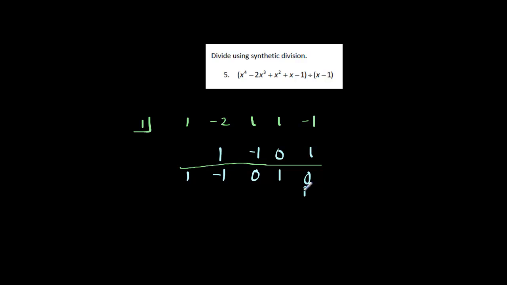So your remainder is 0. There's your constant. There's your x. There's your x squared. There's your x cubed. So the answer is going to be x cubed minus x squared plus 0x, so we don't have to write that term, plus 1. So that's your answer.